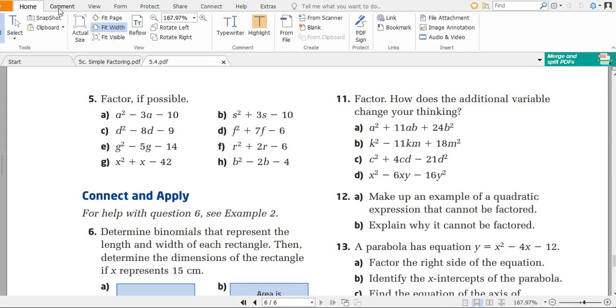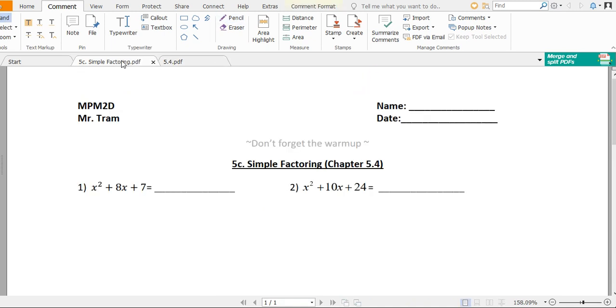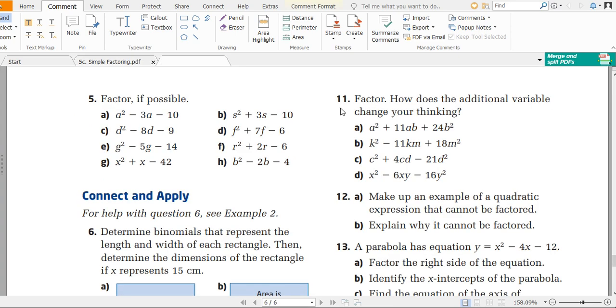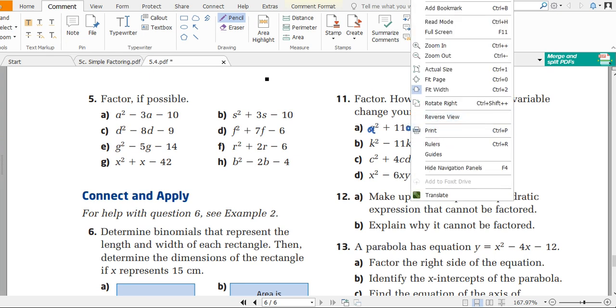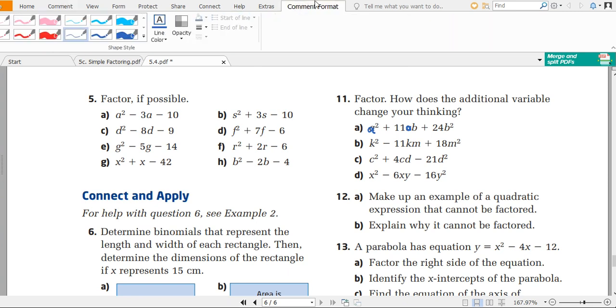Hey Ryan, to answer your question for 11 on, I think you said 5C, simple factoring, so chapter 5.4, how does the additional value change your thinking? To factor this, you would factor it the exact same way, okay? So what we're going to do is make this blue, and then group everything else together as if it was the constant.